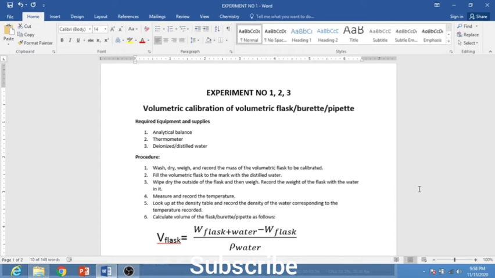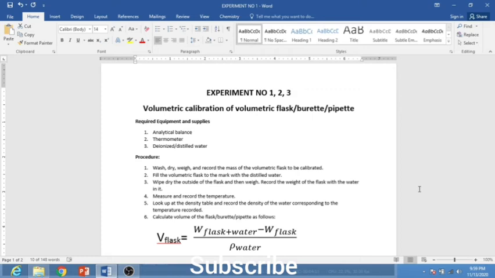So procedure: wash, dry, weigh and record the mass of the volumetric flask to be calibrated. Fill the volumetric flask to the mark with distilled water. If you have a volumetric flask, you will see only one mark at the neck. So if it is a 100 ml volumetric flask and you fill the flask up to the mark, it will contain 100 ml. Wipe dry the outside of the flask and then weigh. Record the weight of the flask with the water in it.